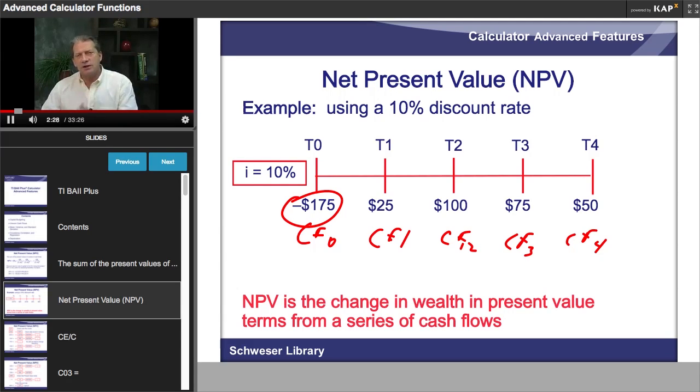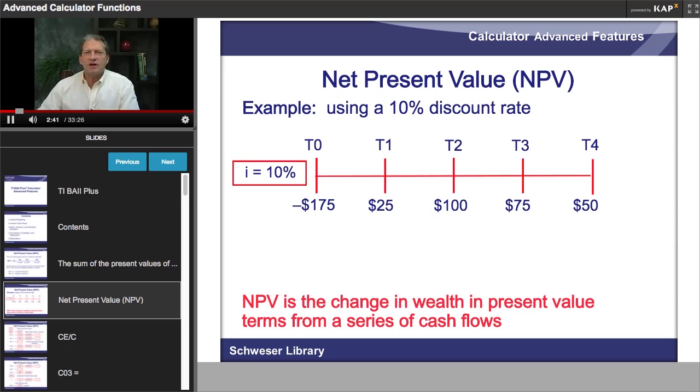Now, one thing about entering these cash flow keys is we're going to tell it how many of these in a row there are. So here we're going to have to enter in 1, 2, 3, and 4 because they're all different. Let me just clear this off and give you an example.